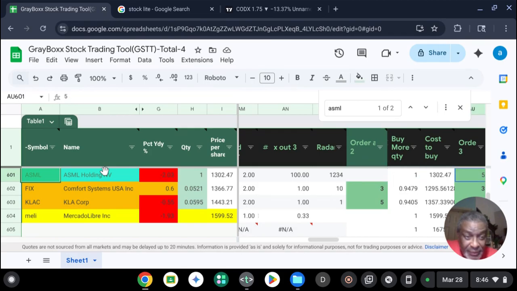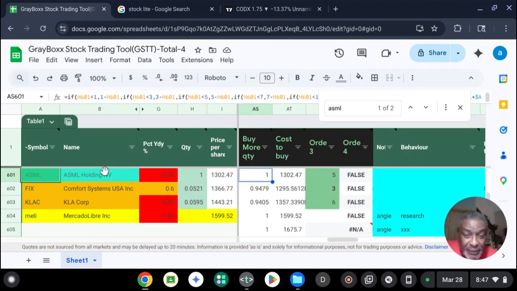This is the number for the next buy order, so that'll be a 1. And then the cost to buy it is the buy more quantity times the price per share. We have 4 orders, order 1, 2, 3, and 4. Order 1 has already been fulfilled, so we're working down all the things that are in order 2. Order 3 is the third list of stocks that we will buy. And 4 is used to get a position within the order.